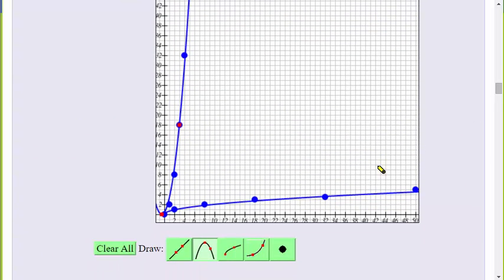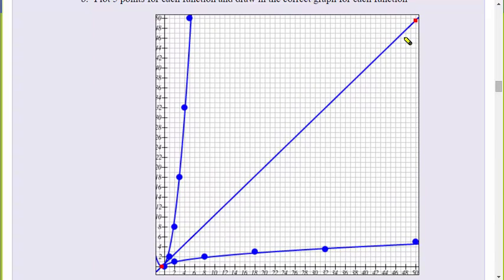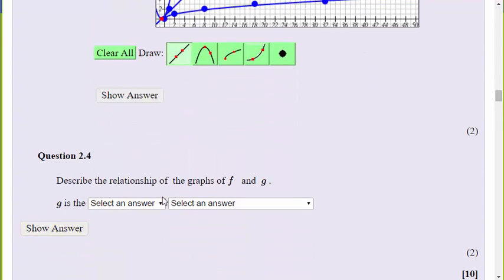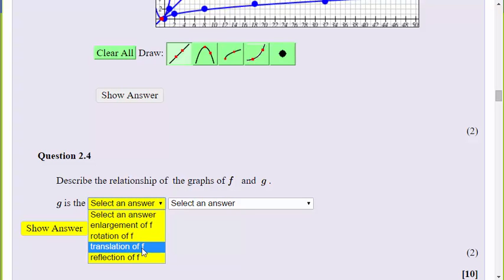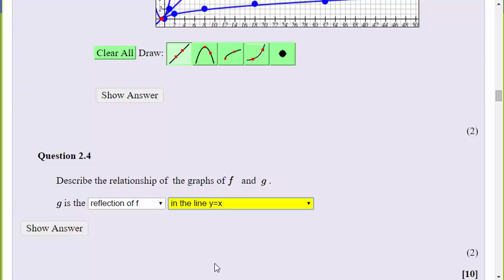Now once again, notice if I draw in the line y is equal to x, then they're a reflection. It's as if this line is a mirror. This line is not correct. Let me draw it in here. This line is a mirror. Okay? And whatever happens on this side happens in the opposite on that one, like we're seeing each other in a mirror there. You see that? Okay, so with that in mind, describe the relationship of the graph of f and g. g is the reflection of f in the line y is equal to x.